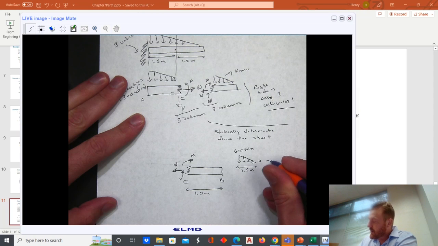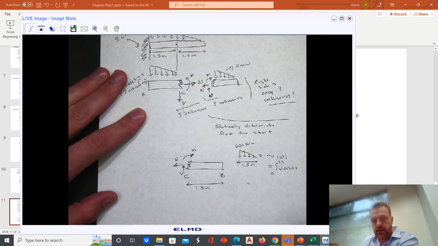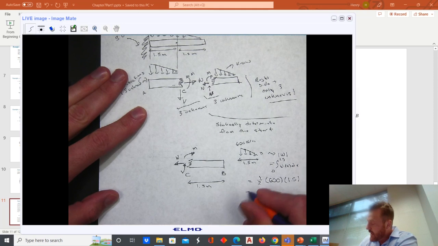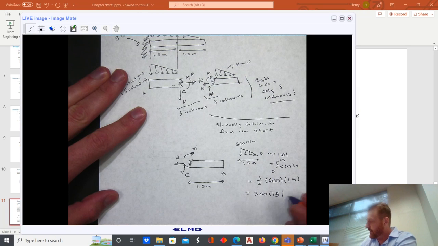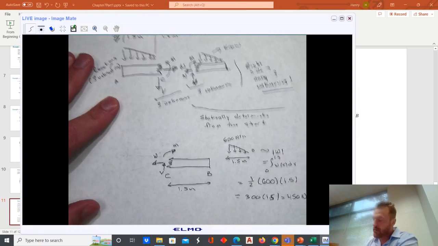So if you actually want to determine the magnitude of that, remember that technically we would integrate from 0 to 1.5 this density function, w of x dx. But the definite integral over that span is nothing more than the area under that curve. So since it's triangular, it's 1/2 the height of the triangle, which is 600 newtons per meter, times the actual base. So that's just going to be 300 times 1.5, which is 450 newtons. That is the magnitude of that distributed load if we replace it by a single equivalent load.